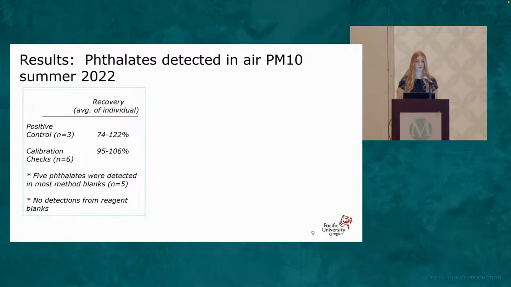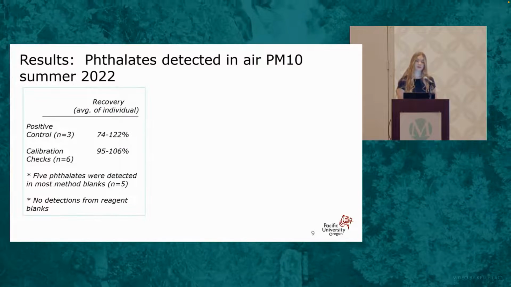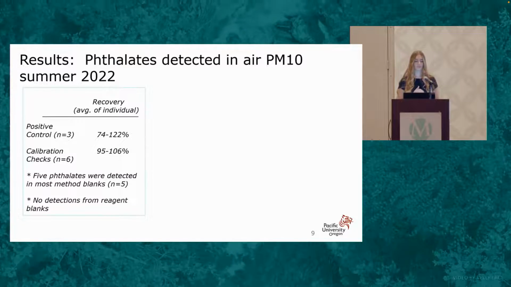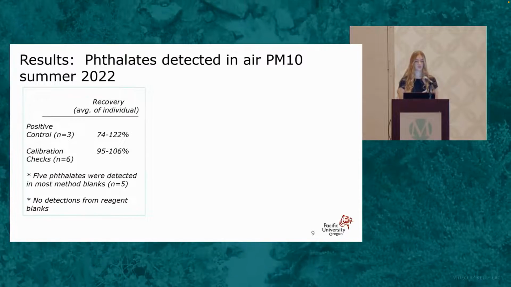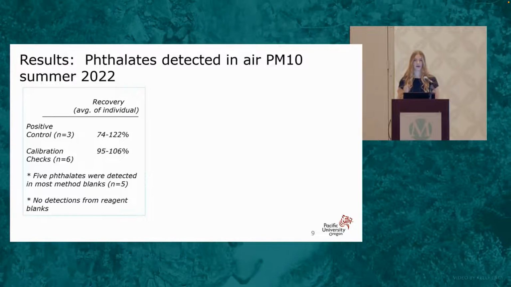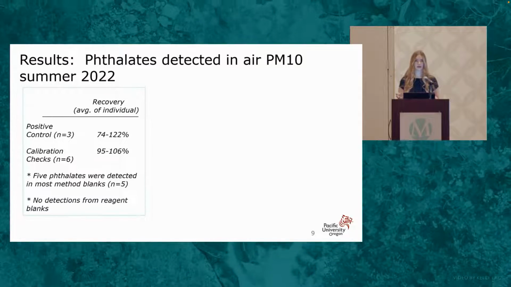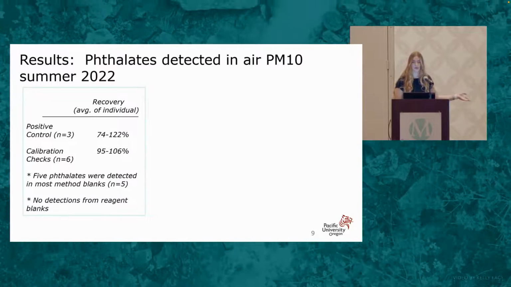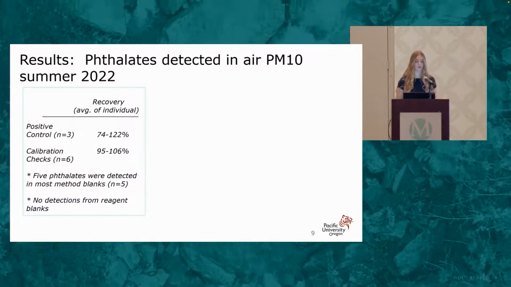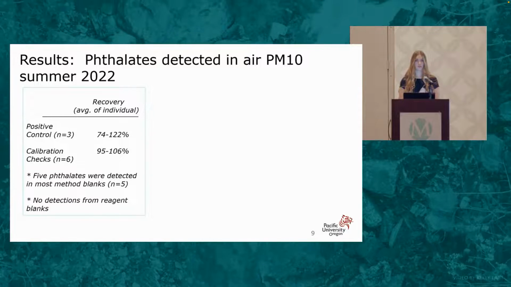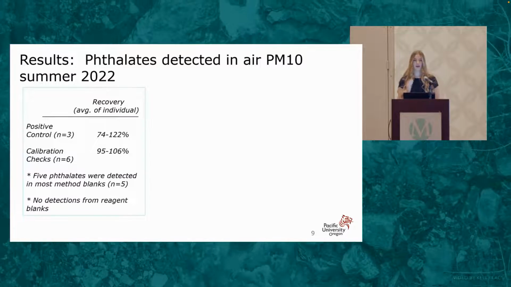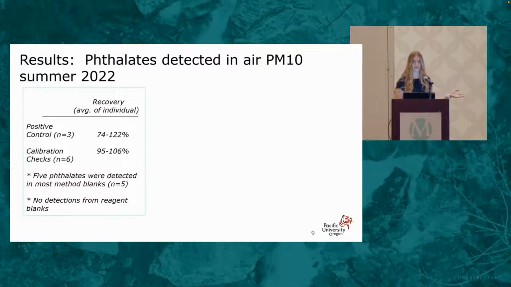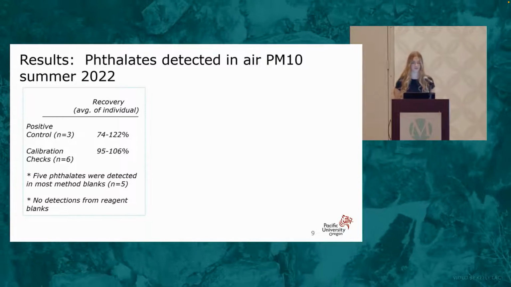Now, the other part of quality control consists of positive controls, calibration checks, and negative controls. Positive controls are samples that I deliberately spike with a known concentration, carry it through my method, and quantify the concentration at the end and see how much was recovered. So we have ranges from 74 to 122%. Calibration checks are known concentrations that we run directly on the instrument and tells us whether or not the instrument is quantifying everything properly. And it is, as the recovery rates are 95 to 106%.